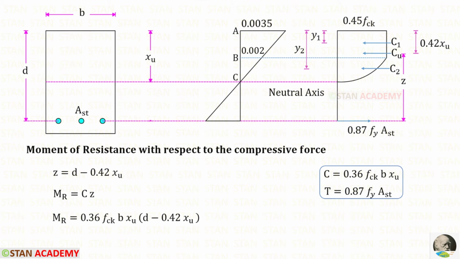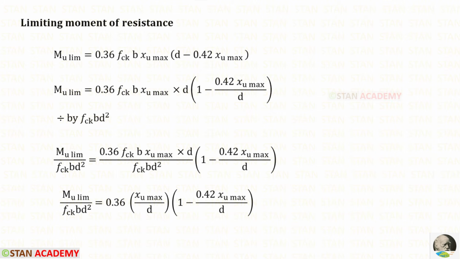Now let us find the moment of resistance with respect to the compressive force. The formula is C into Z. We can apply both of them. Now let us find the limiting moment of resistance, because in the over-reinforced sections and balanced sections, we have to use XU max instead of XU.